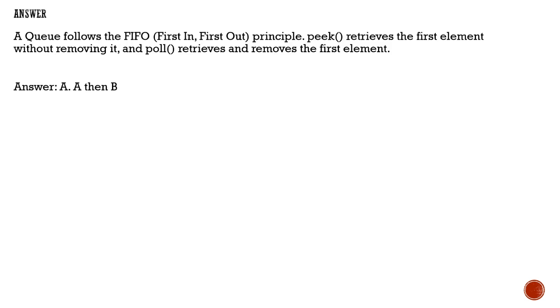Now, you know a queue is going to follow the first in, first out principle. So when you call peek, that is going to retrieve the first element without removing it. But when you call poll, it will retrieve and also remove the first element from it. So the answer is A, and then it is going to be B. I hope you are able to get this.